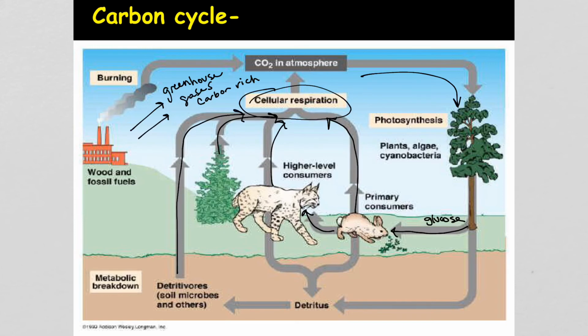And then when these organisms die and become detritus, the decomposers will harvest, and that's the case for dying plants as well, will harvest the carbon and return it to the soil, and then it will ultimately be returned to the atmosphere in the form of carbon dioxide again. So that is the carbon cycle.